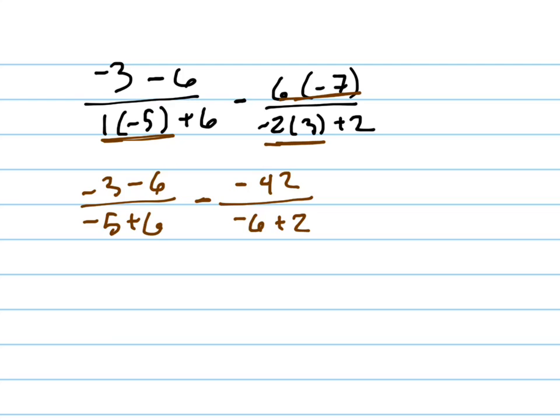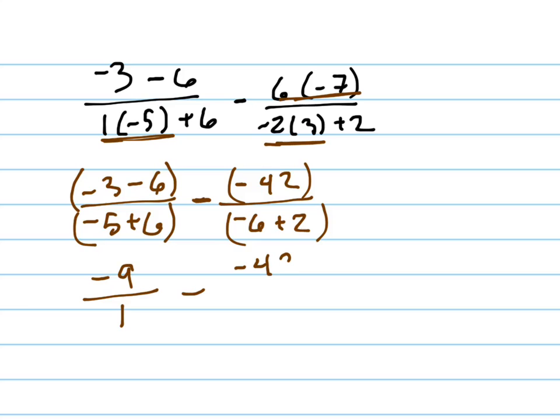Now, someone might say, well, now you have to do division, don't you? I don't see any parentheses. Well, there really are parentheses, because that is together on the top, that's on the bottom, that's on the top, and that's on the bottom. So the next thing to do is to simplify all of that, each top and bottom part. So that's -9 over 1 minus -42 over -4.